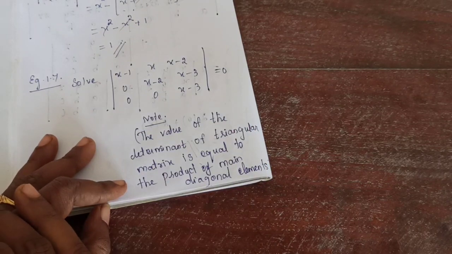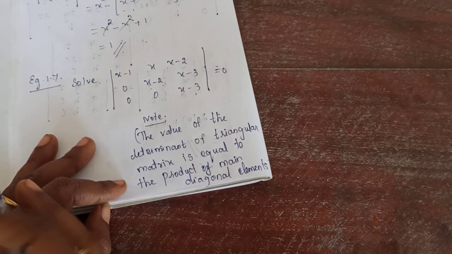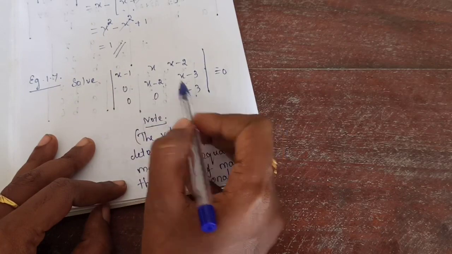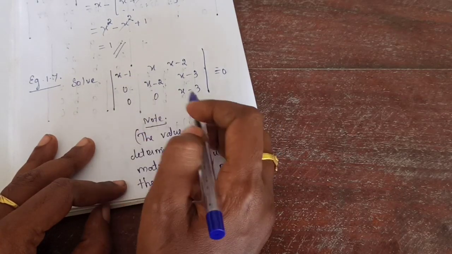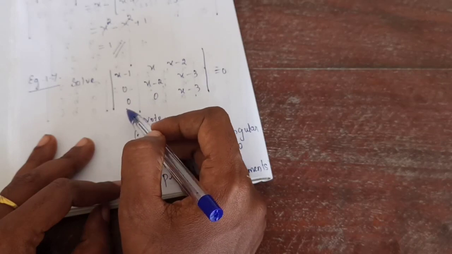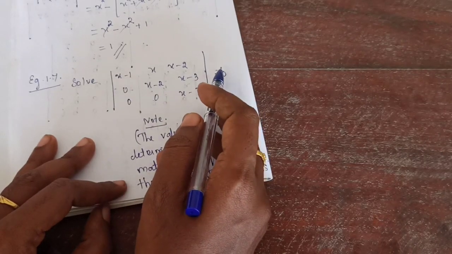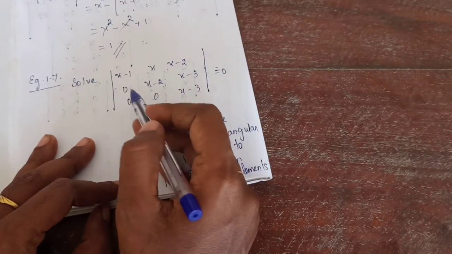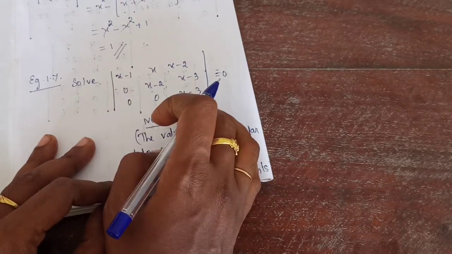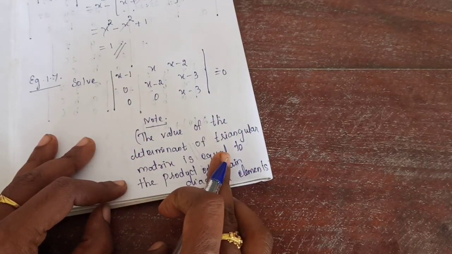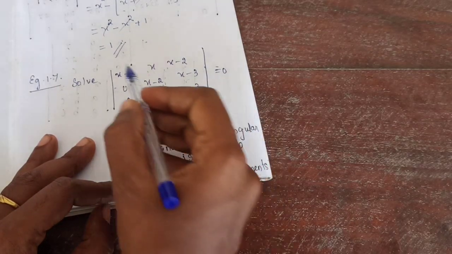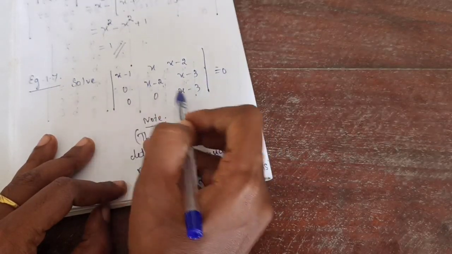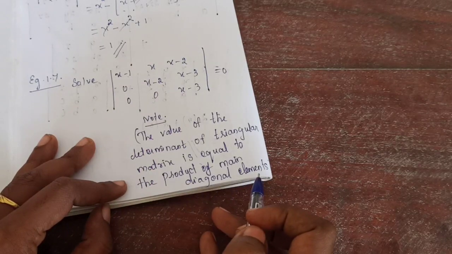Correct? I have explained what is meant by triangular matrix. I said, is it right? It's the leading diagonal, that is the main diagonal. From the main diagonal, below all the entries are 0 or above all the entries are 0. Here below all the entries are 0. So you know it's a triangular matrix. So the determinant of a triangular matrix is equal to the product of main diagonal elements.